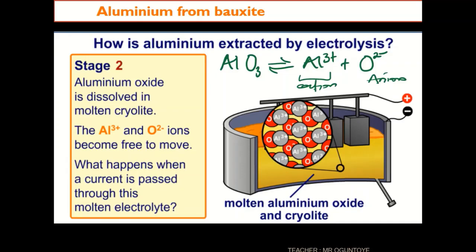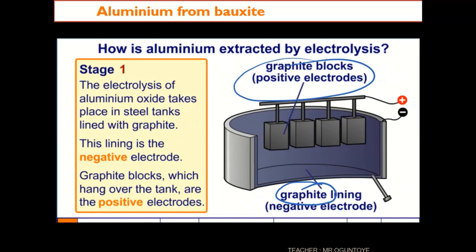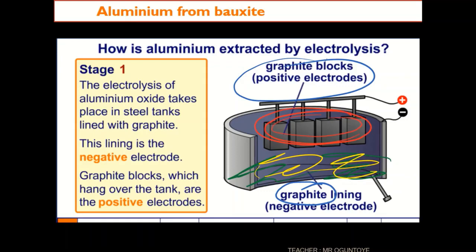Because opposite charges attract, the aluminium ion will migrate to the negative electrode, while the oxide ion migrates to the positive electrode. Looking at the electrode diagram properly, the aluminium ions migrate to the layers here, while the oxide ions will migrate to the positive electrode that is just over the tank. So essentially there is already a pattern for separation there.